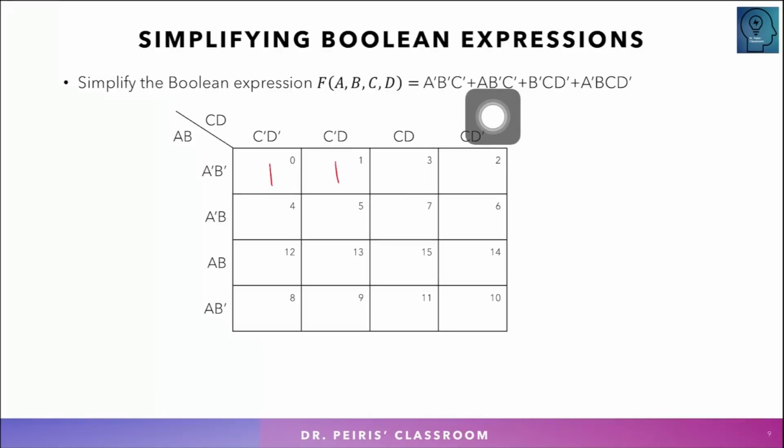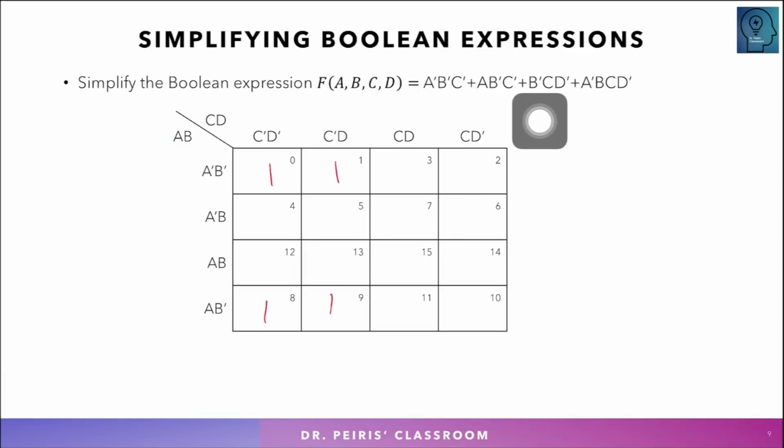Next one is A, B prime, C prime. So where is A B prime? Here is A B prime. Now we are looking for C prime. So again, this and this are C prime. So we put the ones over here.